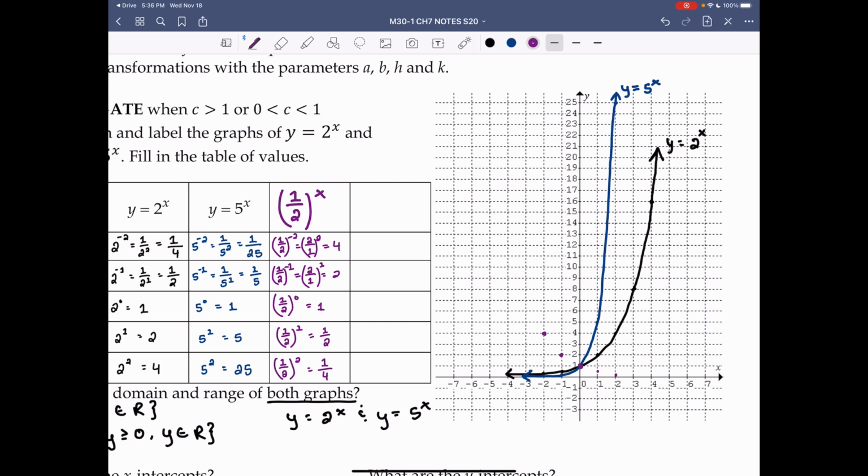And if I go do some more on the left, if x equals -3, I have 1/2 to the power of -3. Flip the base, I get 2 over 1 to the power of +3, which is 8. So when x is -3, y is 8. If x is -4, flip the base, I get 2 over 1 to the power of +4. 2 to the power of 4 is 16. So when x is -4, y is 16. Then I can attach those points. And that gives me y equals 1/2 to the power of x.